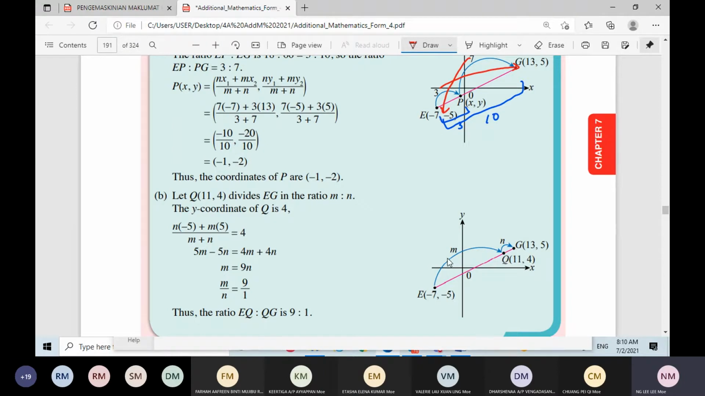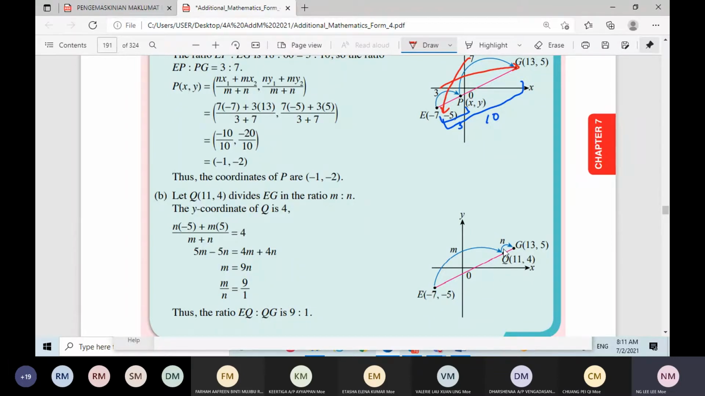They want to know what the ratio EQ:QG is. So you can label it as M and N. Same thing, you don't have to find M and you don't need to find N. You just need to find M over N, the ratio. I think previously you also had a question like this. You just use either the X or the Y coordinate for these 3 points. Here I think they are using the Y coordinates.